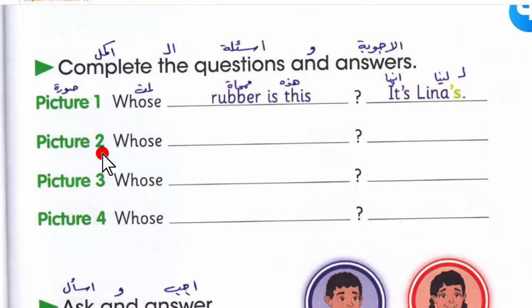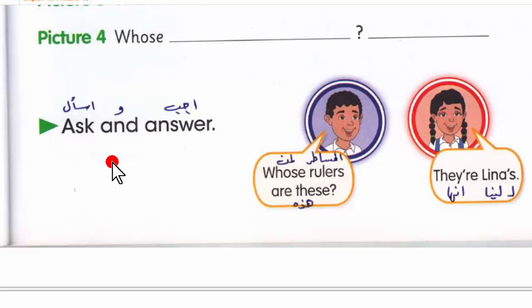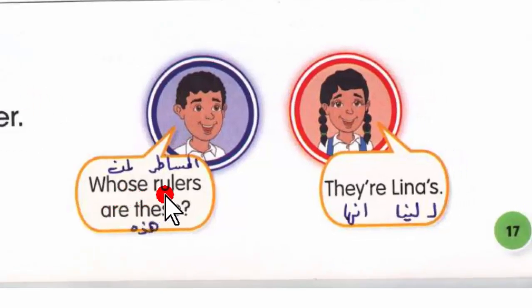Picture 2. Whose picture? 3. Whose picture? 4. Whose? Ask and answer. Whose rulers are these? They're Lena's.